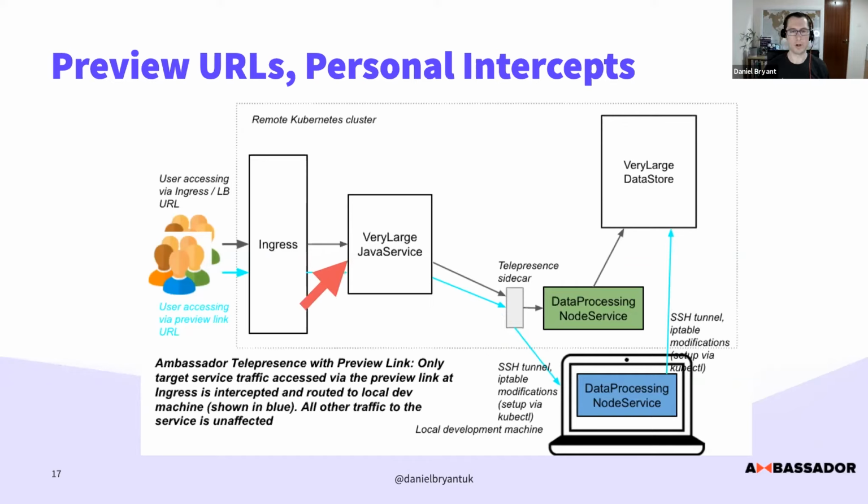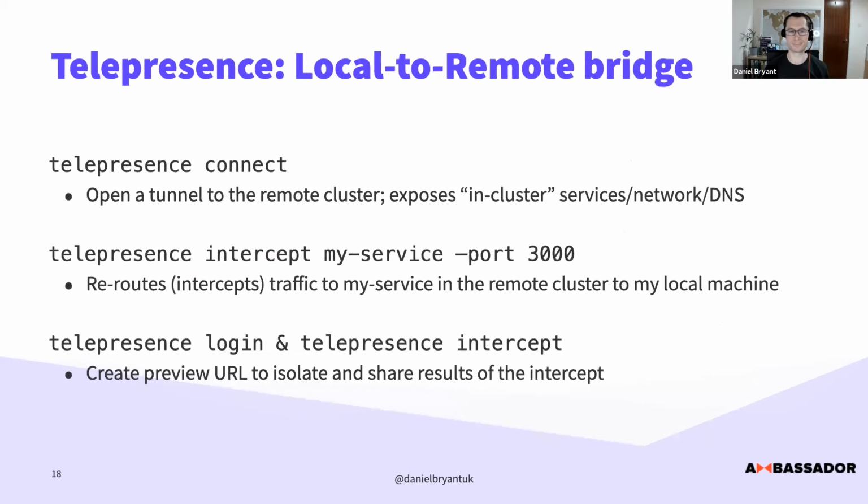I just wanted to run through here, again, you're making a request against the ingress to the very large Java service. If you've not set the header, you go through to the main application. If you have set the header, you go through to my laptop in this case, right? So that's where the routing decision gets made.